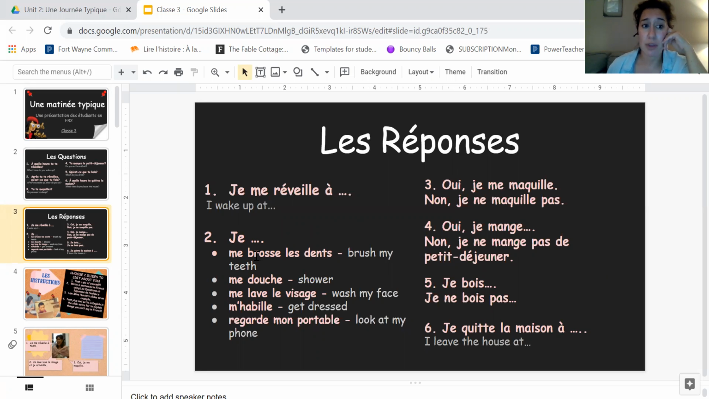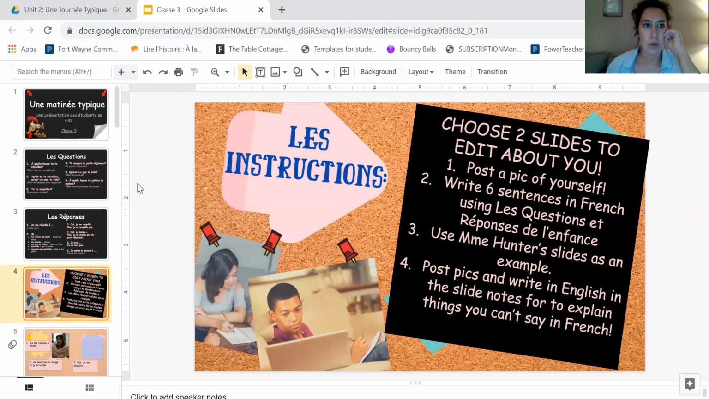Or maybe it's none of those, in which case I'll tell you what you need to do. So the answers correspond to the questions, and these are the 2 slides that you need to help support your vocabulary for what you need to do. So your first slide here is les instructions. So you're going to choose 2 slides.